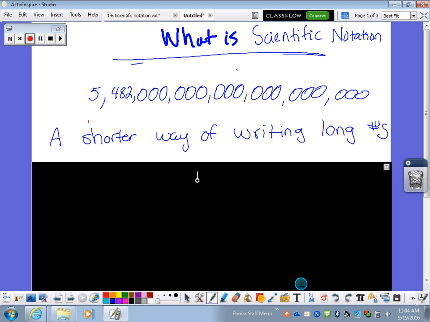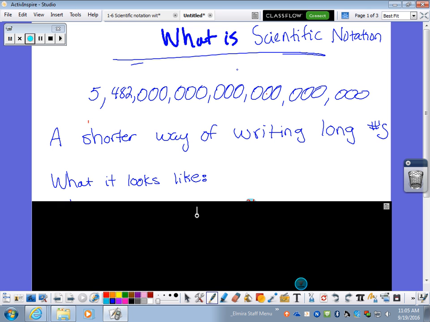Now, if you're thinking, well, who cares? I'm not going to be a scientist. Well, your high school and middle school science classes will still involve scientific notation, particularly if you take chemistry. There'll be a lot of scientific notation in chemistry. Okay? So here's what it looks like.